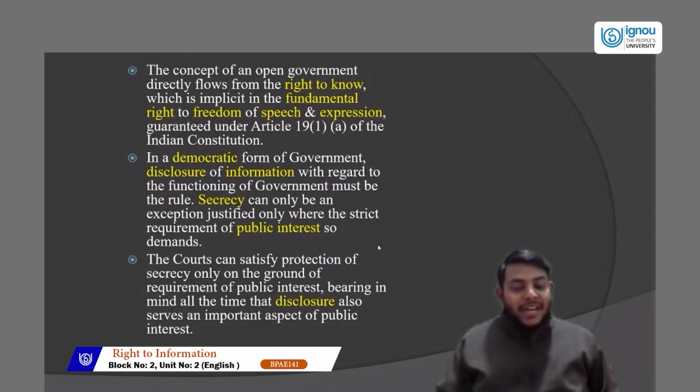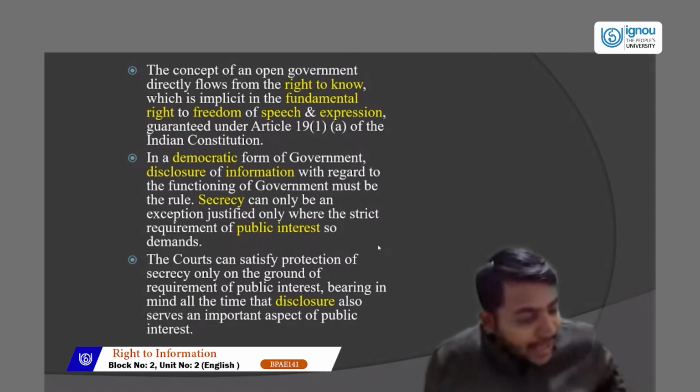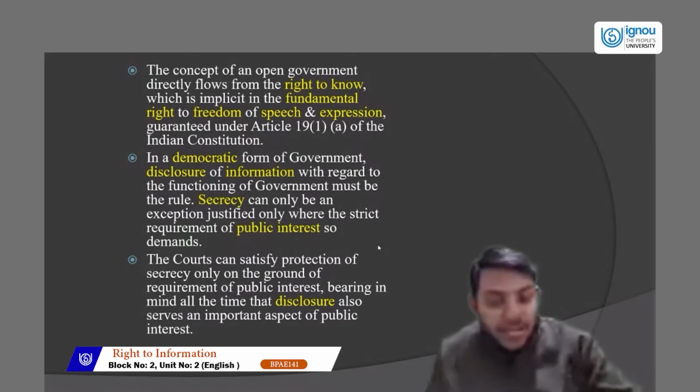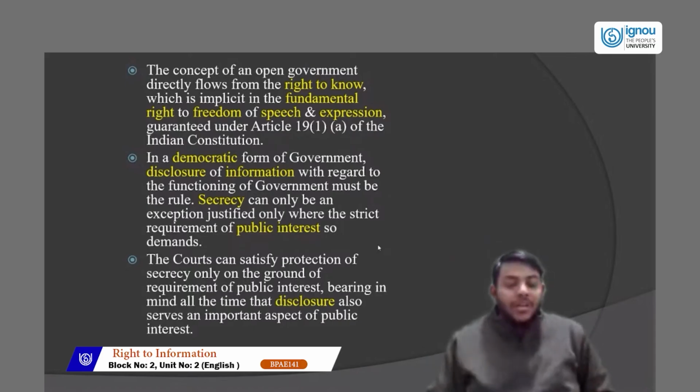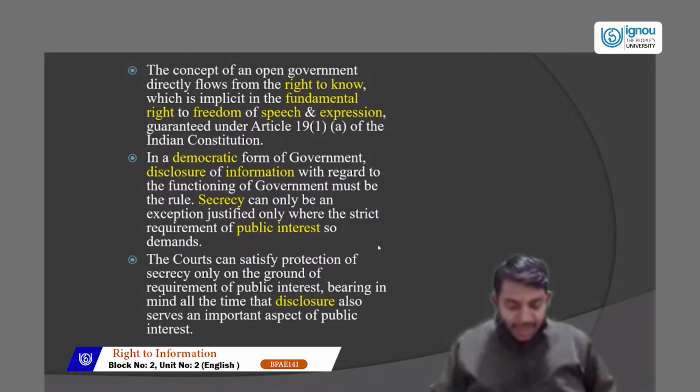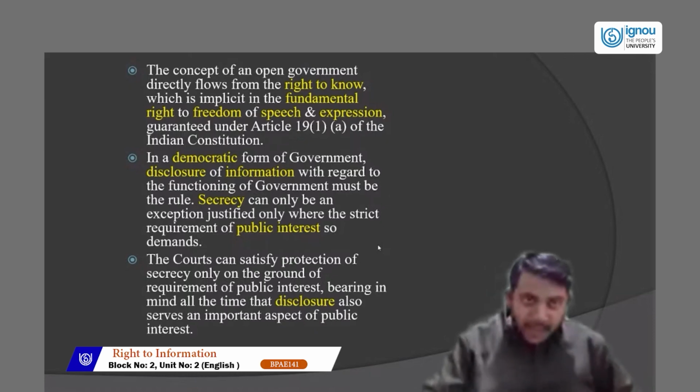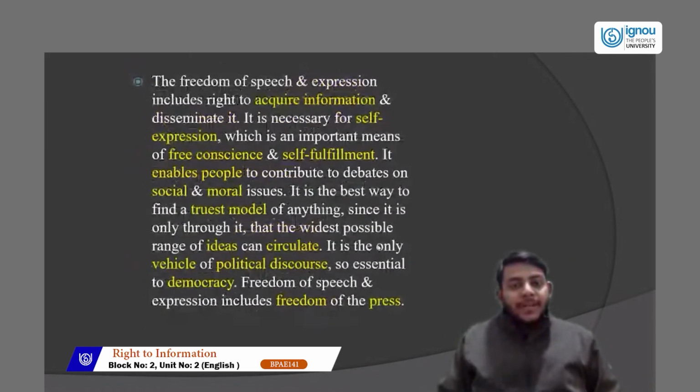The courts can also uphold protection of secrecy only on the ground of the requirement of public interest, bearing in mind all the time that disclosure also serves an important aspect of public interest. So not only secrecy, but disclosure also serves an important aspect of public interest. And the freedom of speech and expression also includes the right to acquire information and disseminate that information.